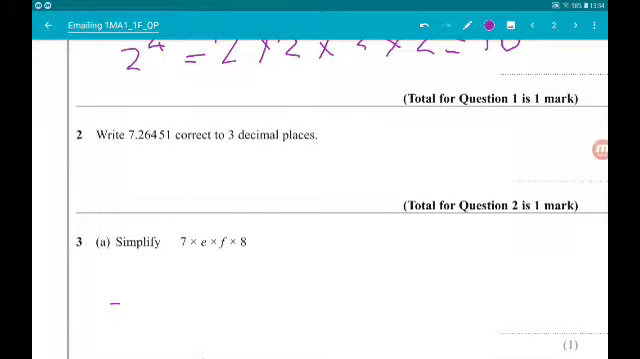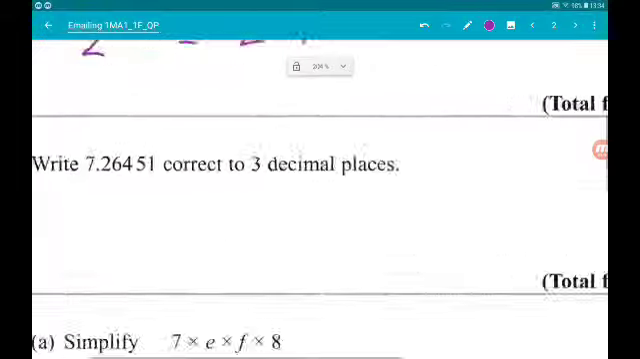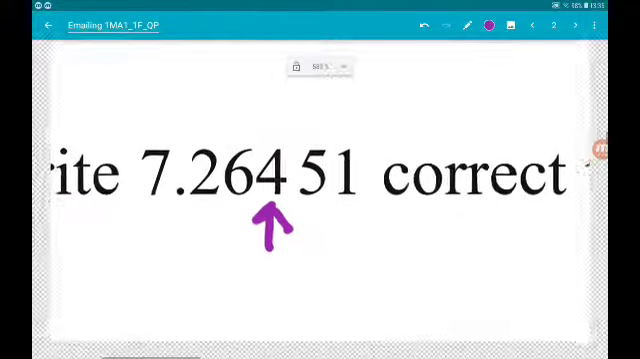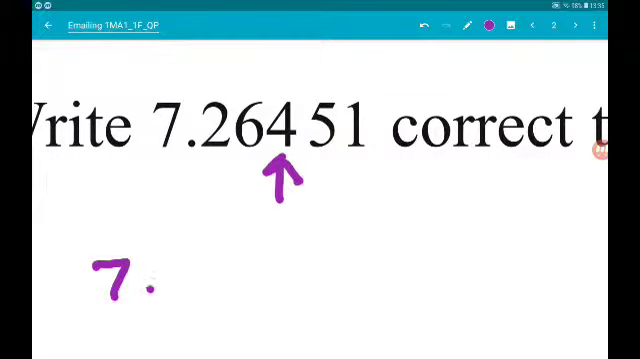Question 2 wants us to write 7.26451 correct to 3 decimal places. Okay, so the third decimal is the 4, but it's not as simple as 7.264, you have to look at the next digit, which here is a 5. That tells us to round the 4 up 1, so we get 7.265.